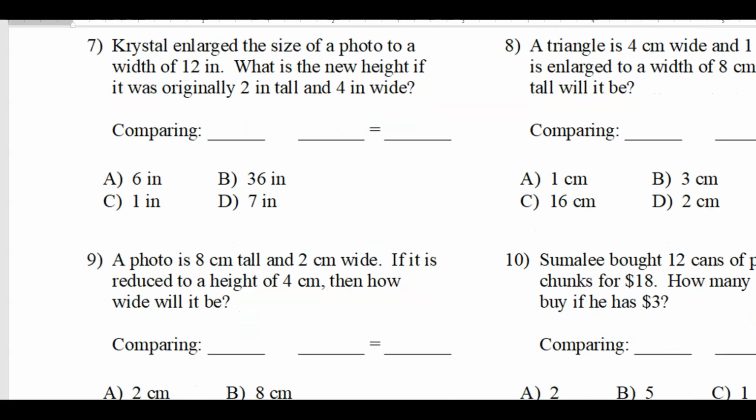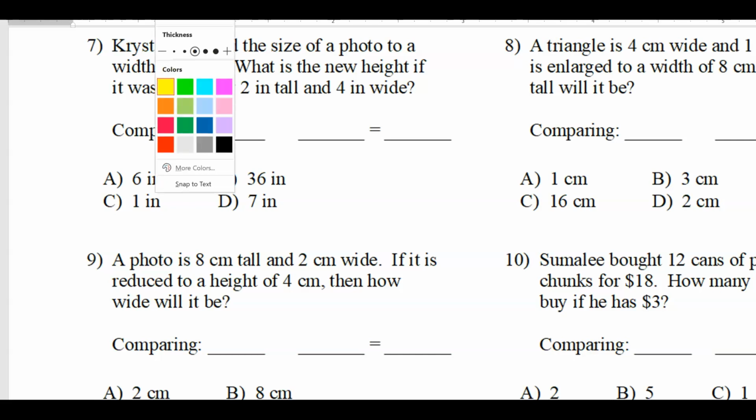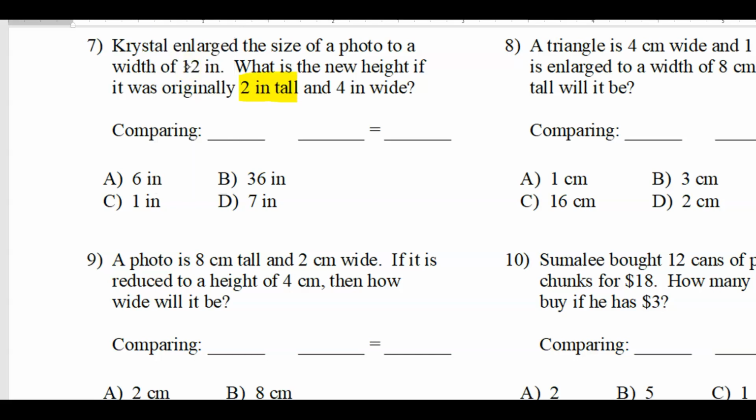All right, number 7. Crystal enlarged the size of a photo to the width of 12 inches. What is the new height if it was originally 2 inches tall and 4 inches wide? So we are comparing a couple of things. We're comparing how tall something is to how wide something is. So let's say tall over wide. And they give us an original ratio of 2 inches over 4. And now they also gave us one more number, and they said 12 inches wide. So just ask yourself, did I put 12 on top with tall, or did I put 12 on bottom with wide? And then we're solving for x.